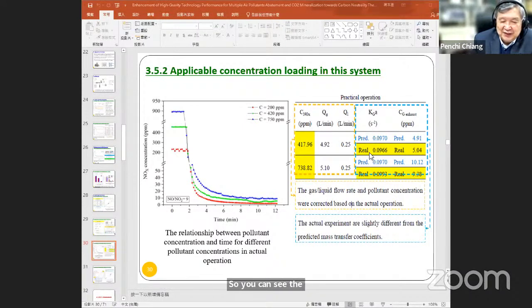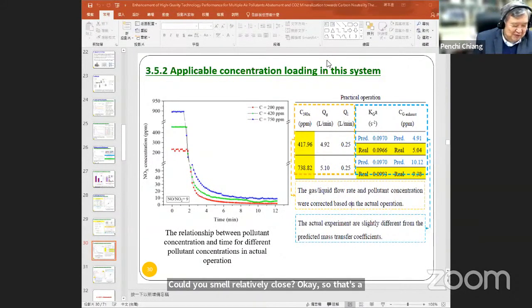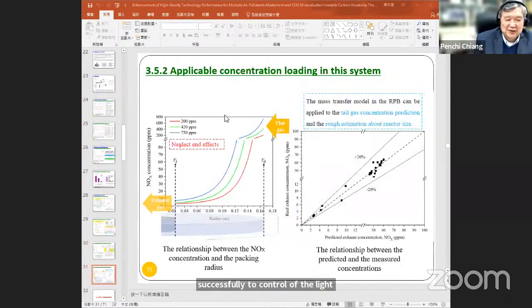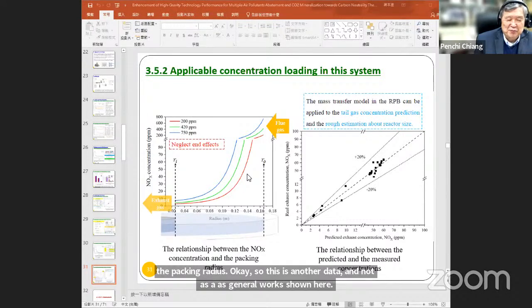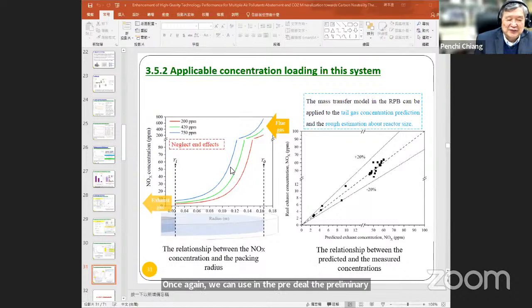You can see our predicted values and the data shown in the experimental work are relatively close. That means the high-G process can be successfully used to control nitrogen oxide. Once again, this is the process, and these are the different radii of the packing materials, the packing radius. This is another experimental work shown here. Once again, we can use the preliminary developed model to successfully estimate the nitrogen oxide concentration from the gas emissions.